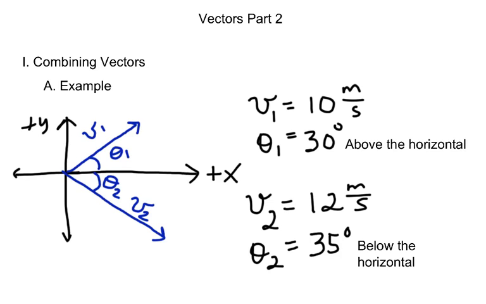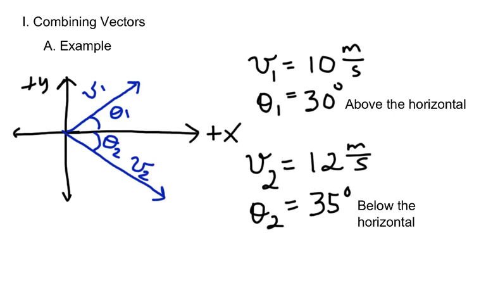Now, what I'd like you to do is to add these two vectors together, or combine these two vectors together. And so what we're going to do here is we're going to resolve these two vectors into components, and then we're going to add up all the horizontal components, and then separately add up all the vertical components, and then we're going to use Pythagorean's theorem to find the resultant velocity. So let's go ahead and start resolving our vectors into components.